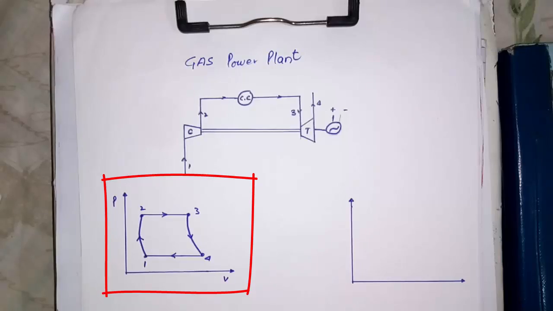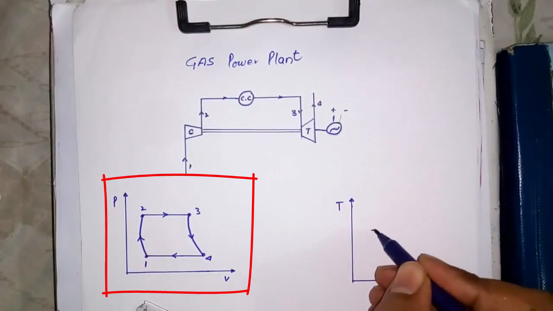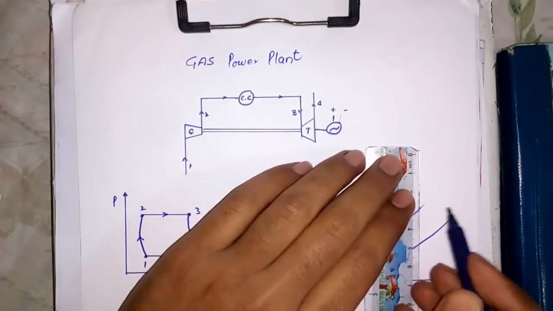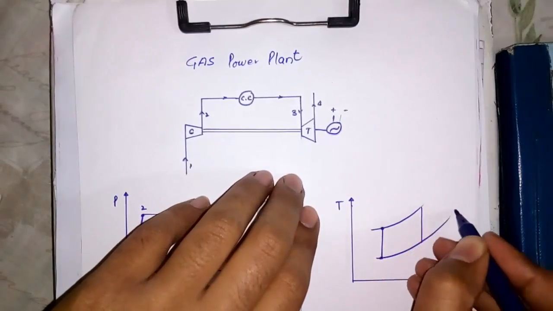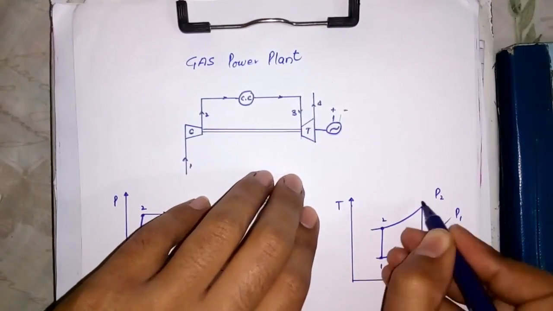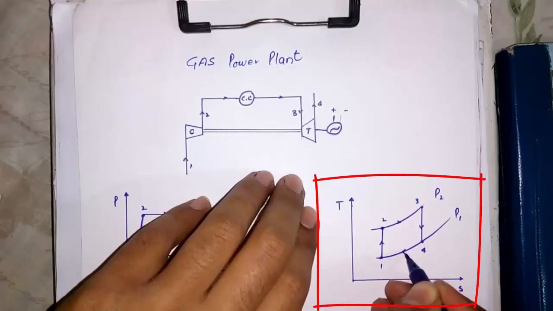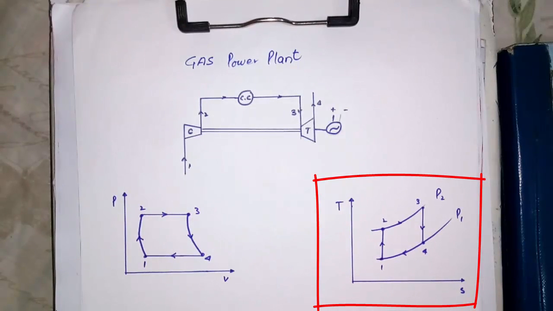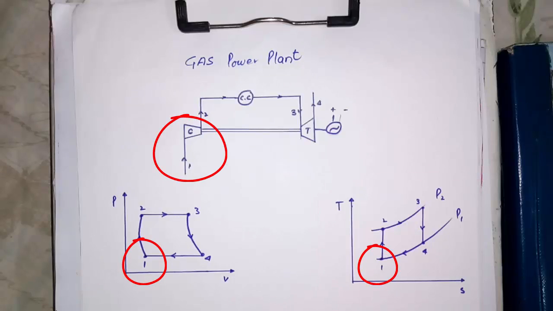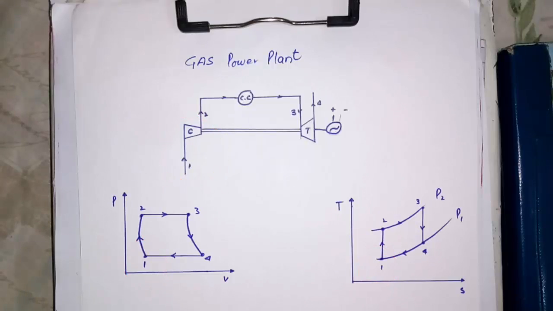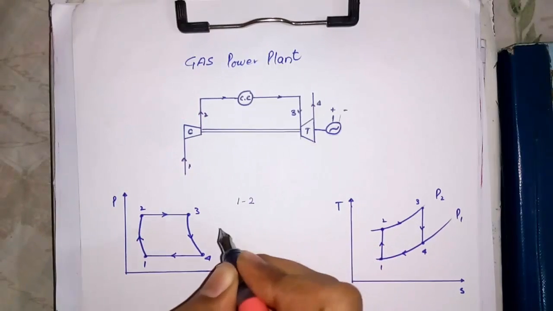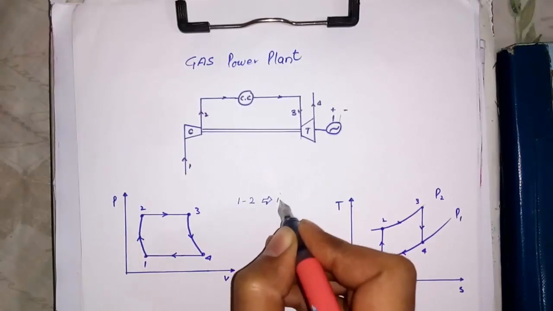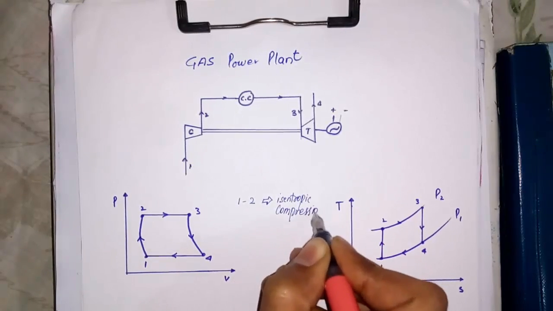This is its PV diagram. And this is its TS diagram, which is also known as the property diagram. At point 1, the air is supplied to the compressor. The compressor compresses it isentropically. It means pressure is raised here. So from 1 to 2, it is an isentropic compression process.